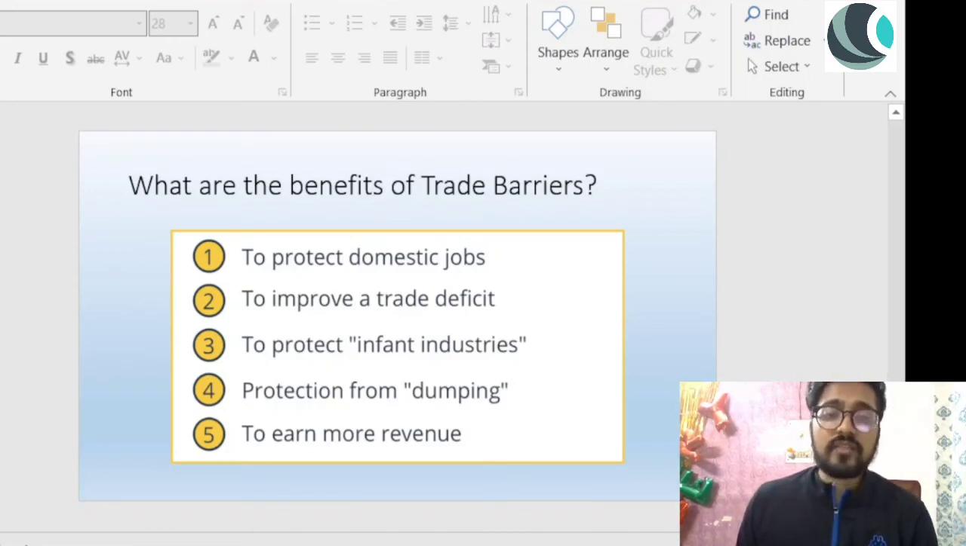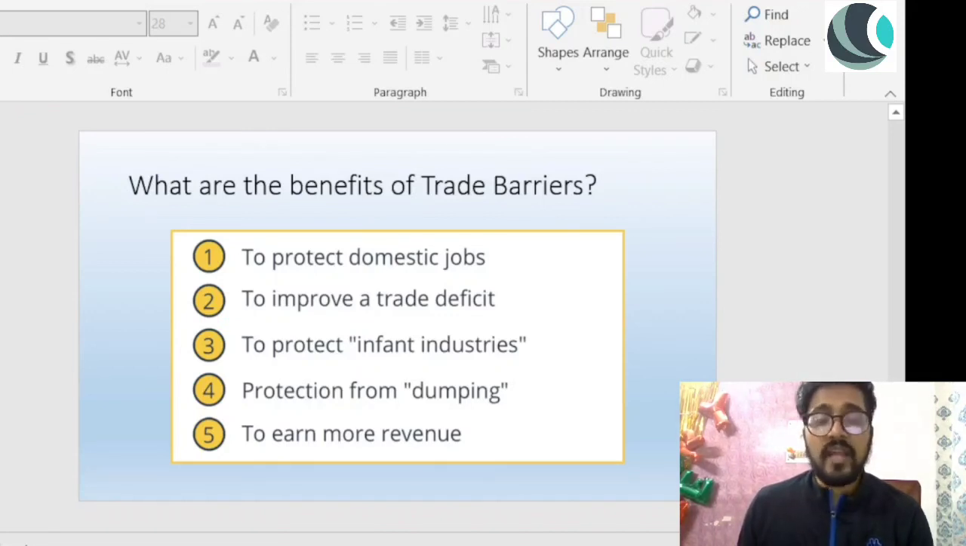Next, to improve a trade deficit, right? There is a country which you are trading with, and you're importing their goods more, and you're exporting your goods less. So there is a trade deficit, right? So you put some barriers, because many countries start dumping their products, like China does. They start dumping their manufactured and electrical goods in India. So the government puts some barriers so that the local industry gets some boost and to improve the trade deficit to a certain extent.